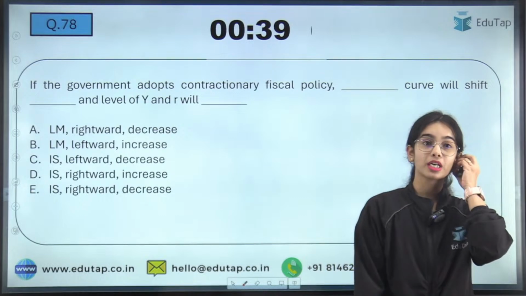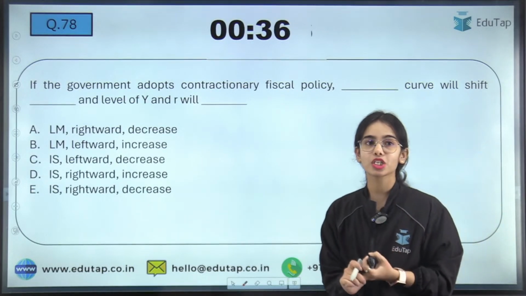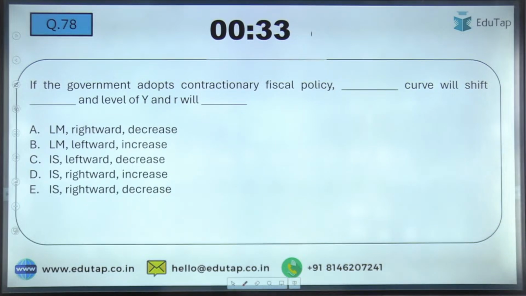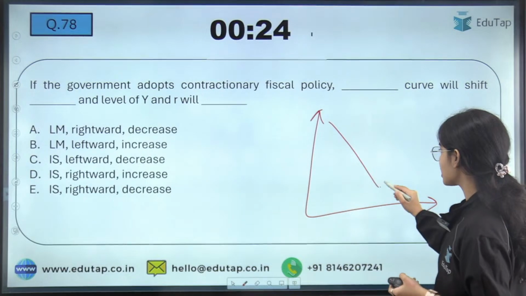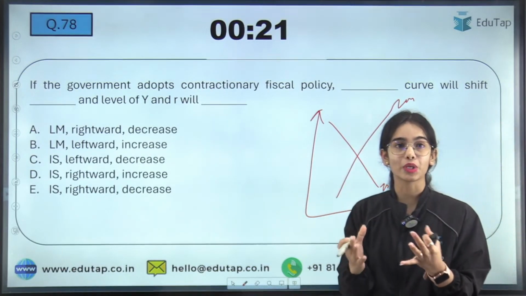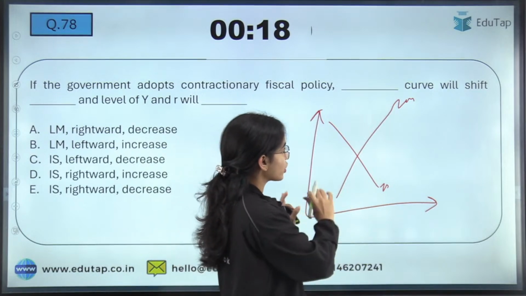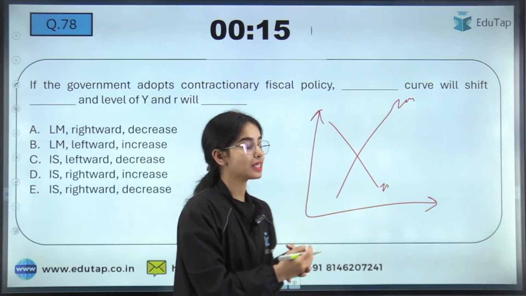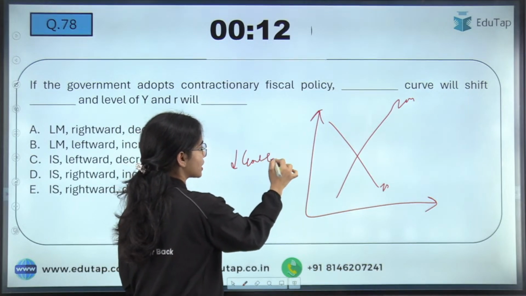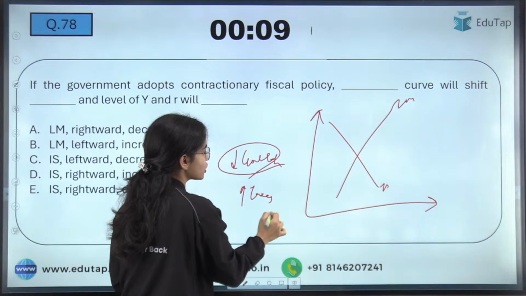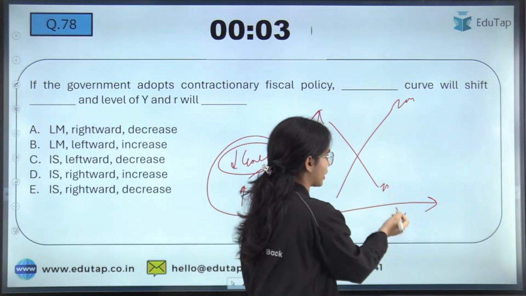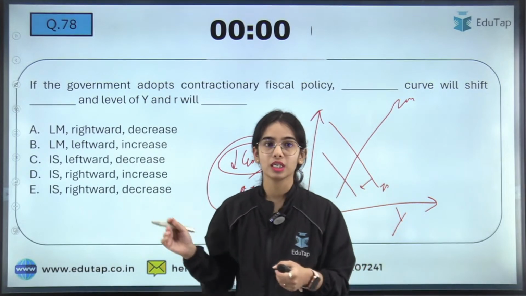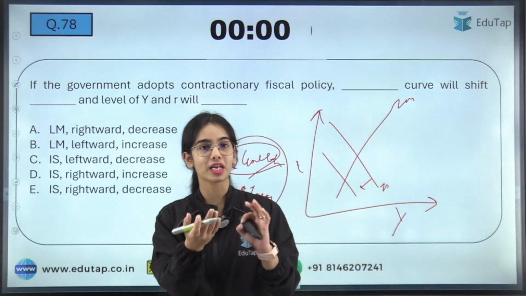Coming to the next question: if the government adopts a contractionary fiscal policy, which curve will shift, and what will happen to the level of income and rate of interest? In the normal scenario, this is your IS curve and this is your LM curve. If a contractionary fiscal policy is coming, that means government expenditure is decreasing or taxes are increasing. In this normal scenario of the IS and LM curves showing the combination of rate of interest and level of income, the IS curve will shift leftward first of all, because government expenditure is decreasing and contraction is coming.